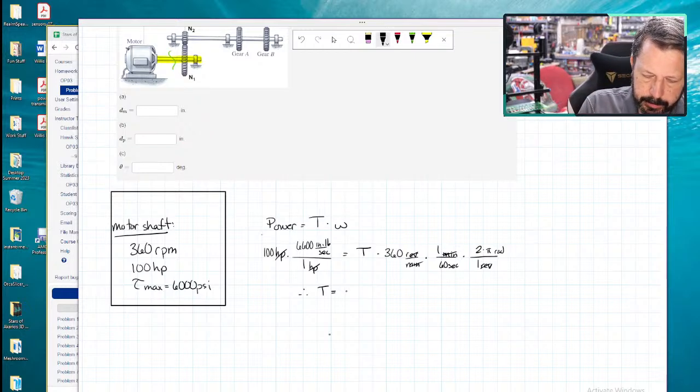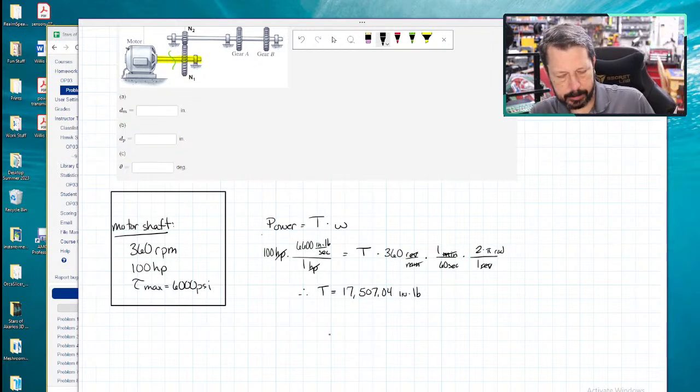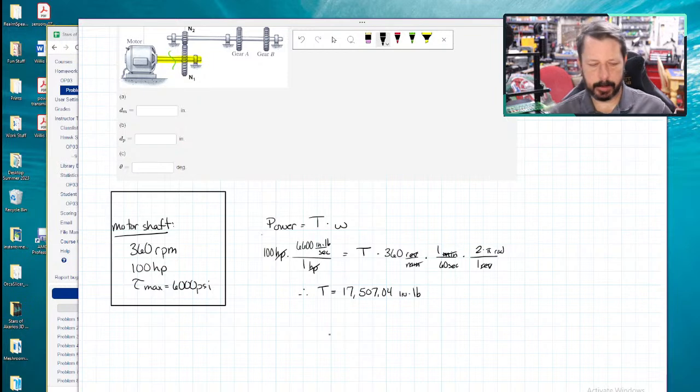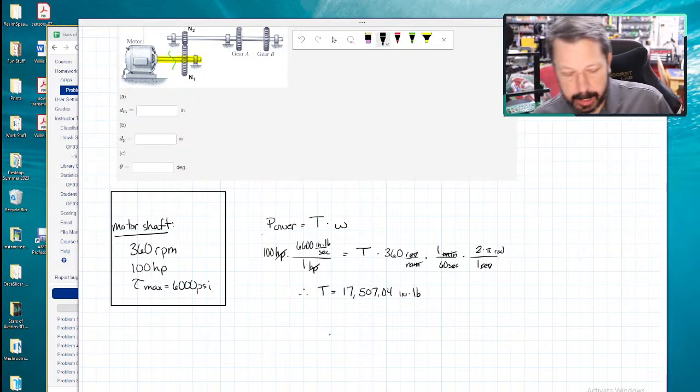So 17,507.04, and those units will be inch-pounds, the way I've got it set up. Let me just calculate it again to make sure. Okay, got the same number twice. Maybe we're doing it right. That's not what it wants, though.